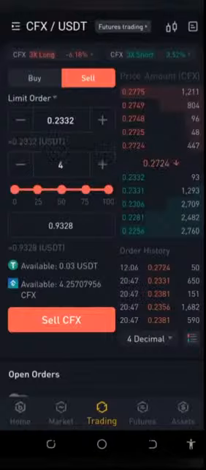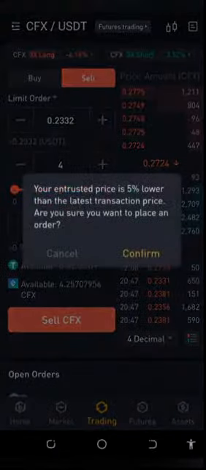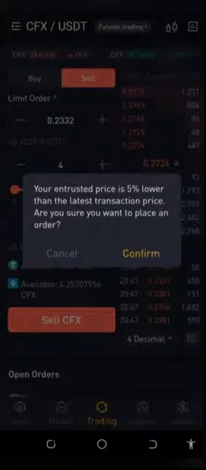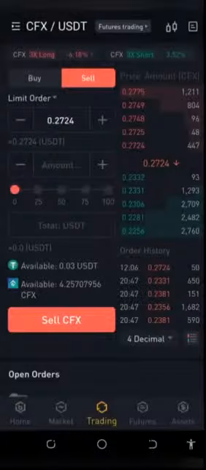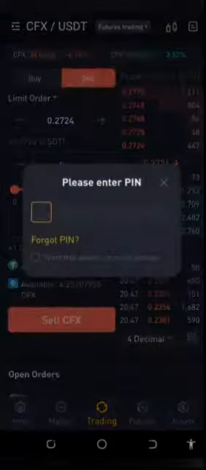But anyways, I've got $1 here and I'm wondering what I'm going to do with it. All right. So probably I'll just have to change it and let it sit there till I have another trade to come in here, right? So let's see whether this is going to go. Oh, what did it say? Your entrusted price is 5% lower than the latest transaction price. Are you sure you want to place an order? But I don't want to place an order, okay, it's true. Let me do the normal price, and then whenever it converts, I'll wait for it. Let's go ahead and do this.